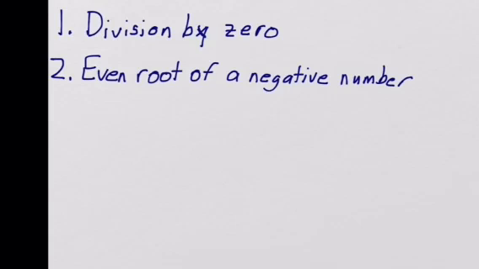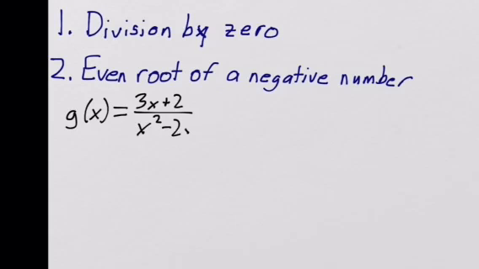So, a couple of examples here. The first one is g of x equals 3x plus 2 over x squared minus 2x minus 3. So we know here that x squared minus 2x minus 3 cannot equal 0.